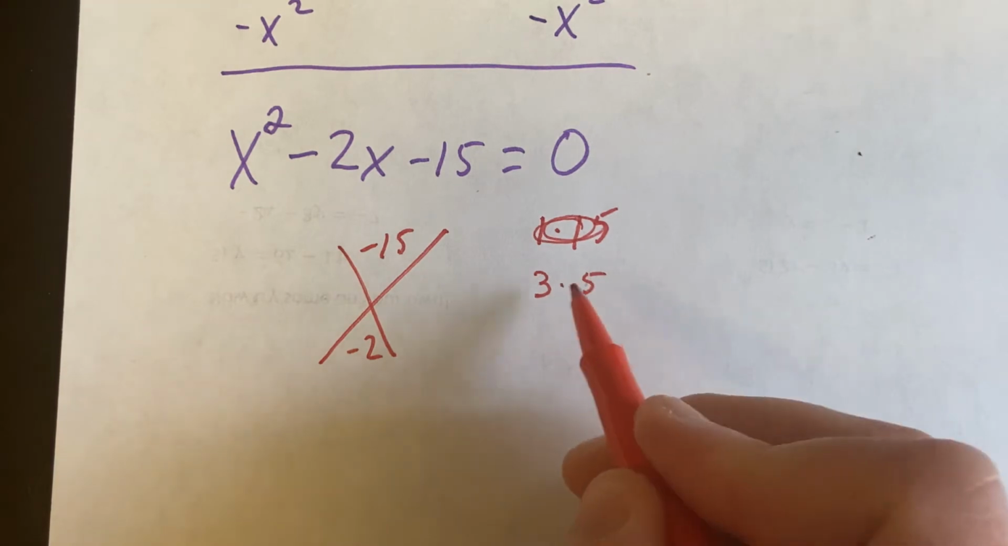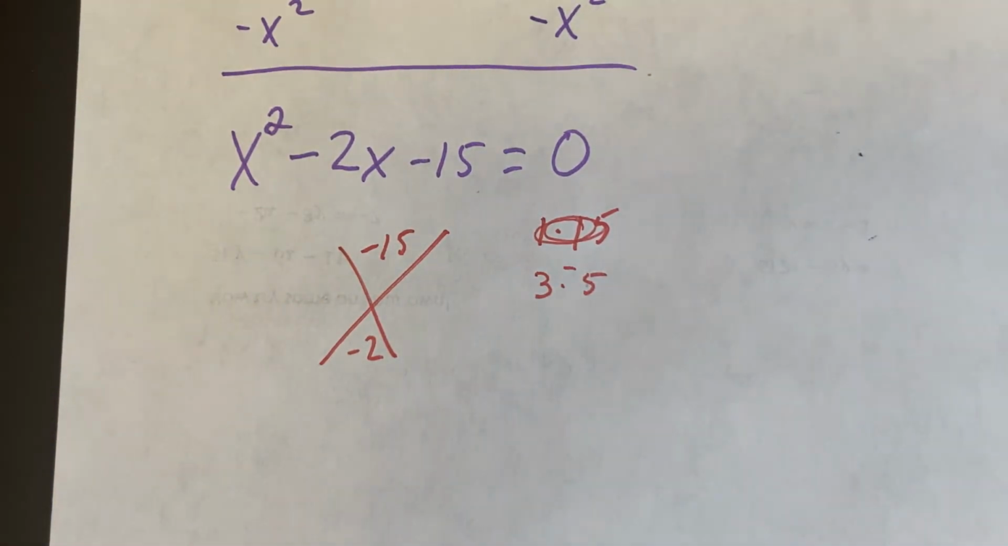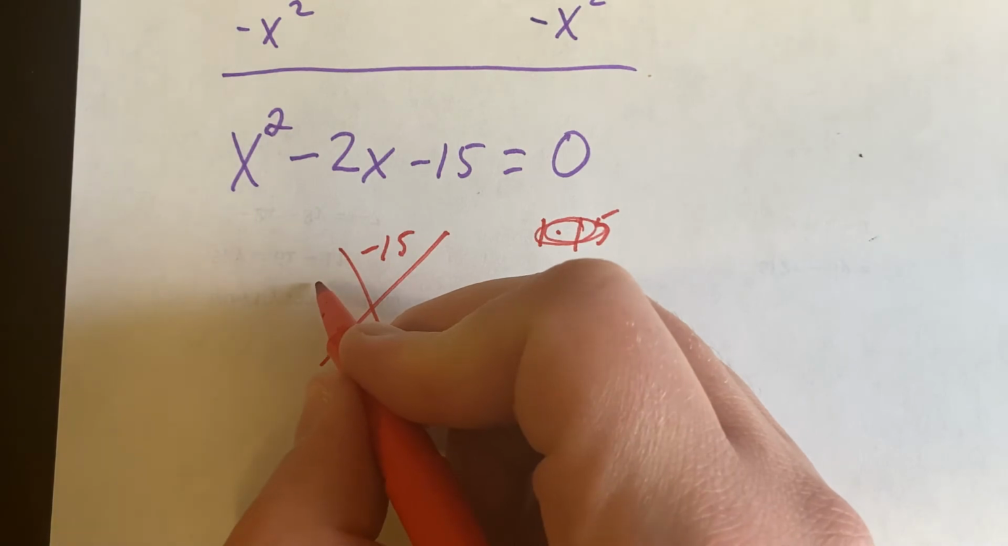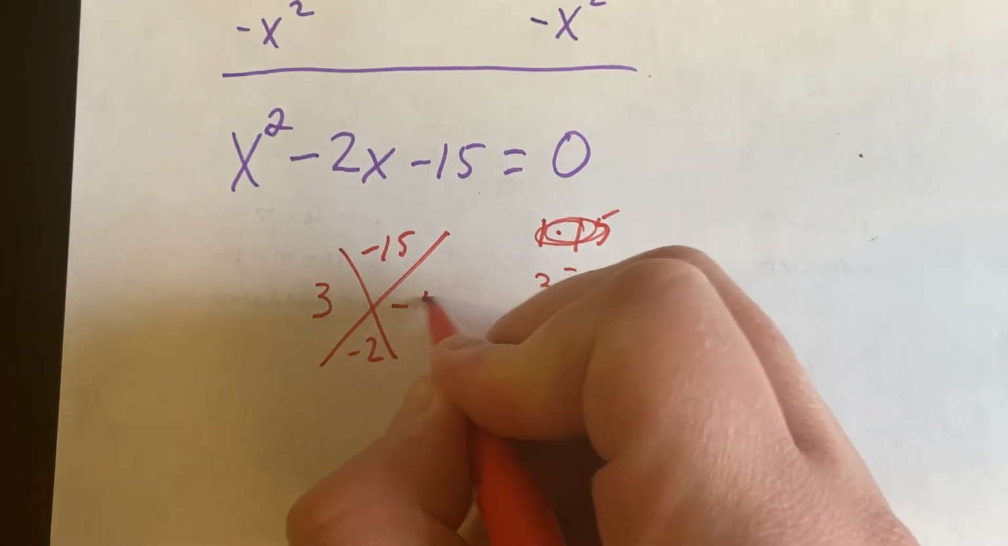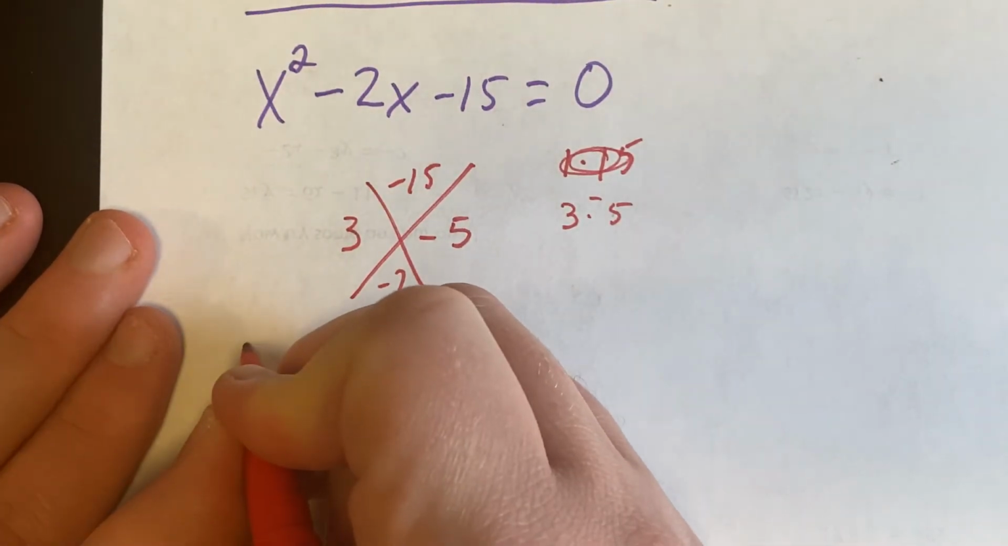But 3 and 5, really pay attention to where the negative goes, right? The negative should go with the 5, right? We have a negative 2 there, so 3 minus 5 takes us to a negative 2, right? If that was a positive 2, our signs would be flipped, okay? So again, really pay attention to what your signs are, okay?